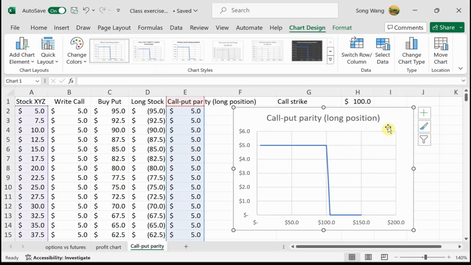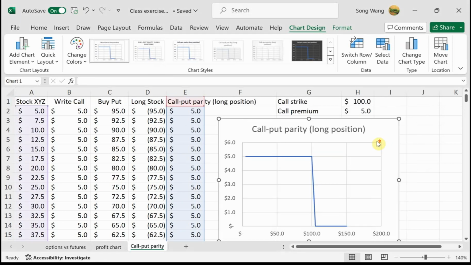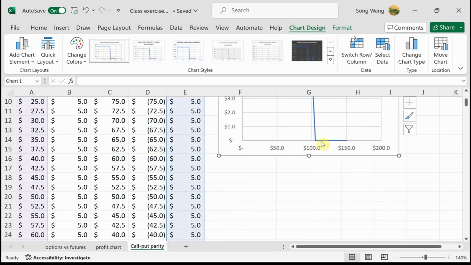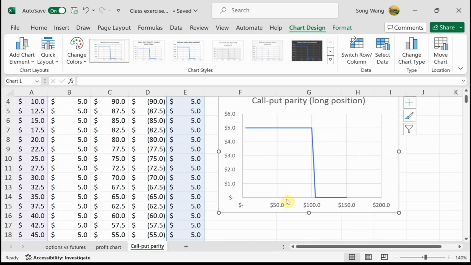Okay, so this is the chart. You can see that you do not have losses whatsoever, no matter where the stock price is. It can be 0, it can be infinite. What you see here is if the price goes too high, then your profit will just be 0. You have no losses whatsoever. But if the price goes down, then you would have a $5 profit no matter what.